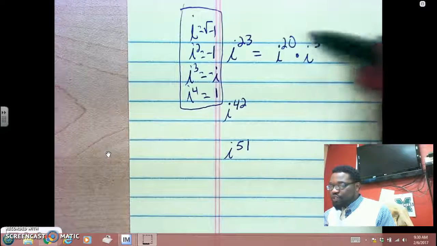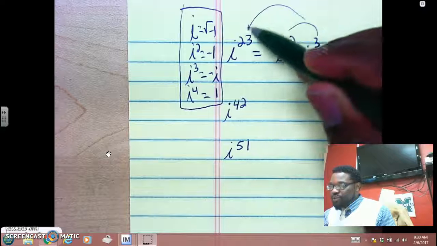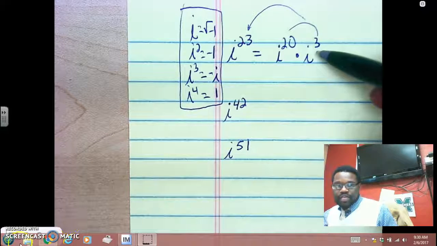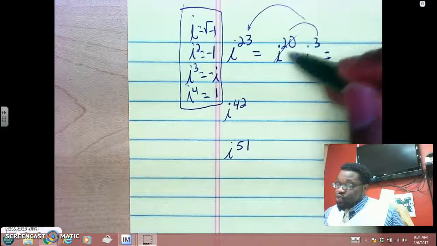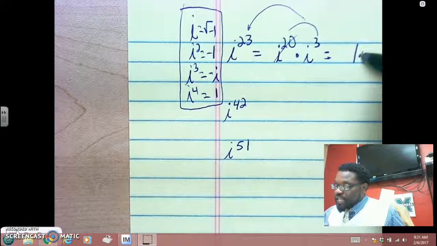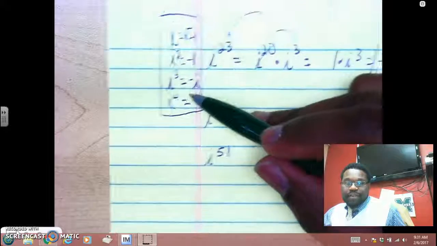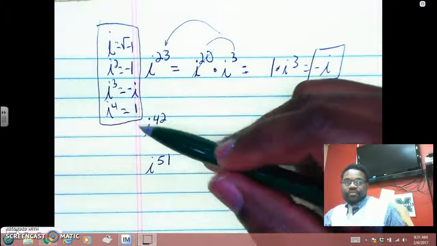Why? Because those two together add to be 23. Remember, if they have the same base, you multiply by adding the exponents, so this actually equals 1. So, in other words, I have 1 times i cubed, which simply equals negative i, because i cubed is negative i. I'm using my i chart here. All right, so that's what you do.